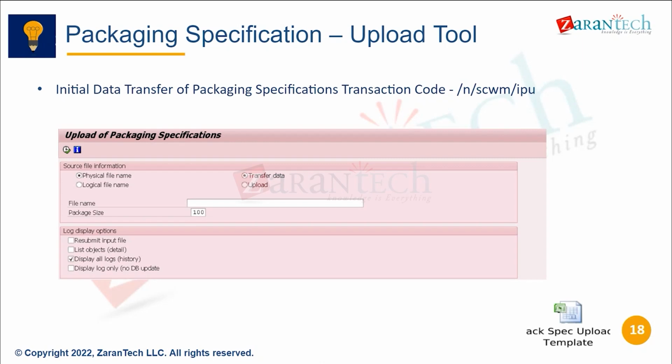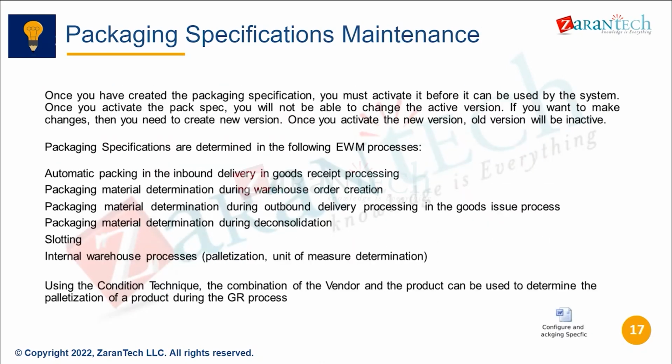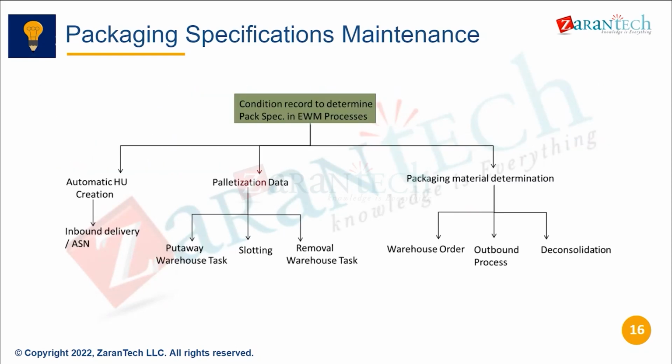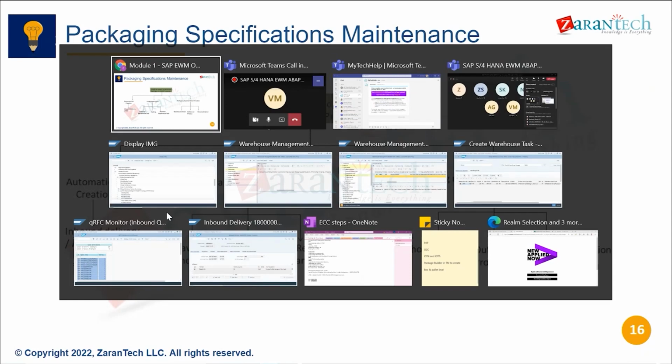If you have multiple products, SAP has given a standard transaction code using which you can do the initial stock transfer of the packaging into the system for multiple products. Okay, does anyone have any doubts over here? Let me show you practically how the EWM system has these two products. I will show you the product master and how the packaging specification is maintained. Then we'll go for the next.